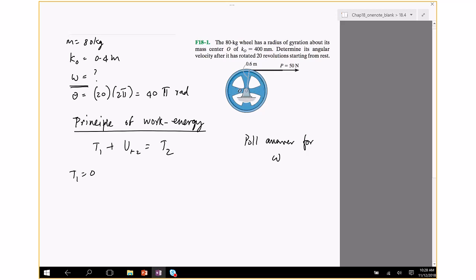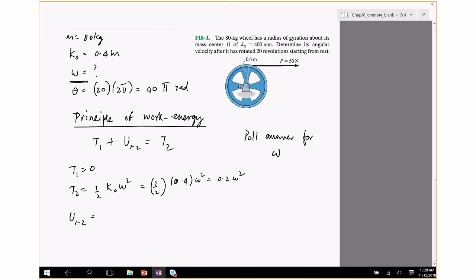So let's put in the values. T1 is 0. T2 is half k omega square. K is given to be 0.4, so 0.2 omega square, and then U12 is the work done due to external forces.